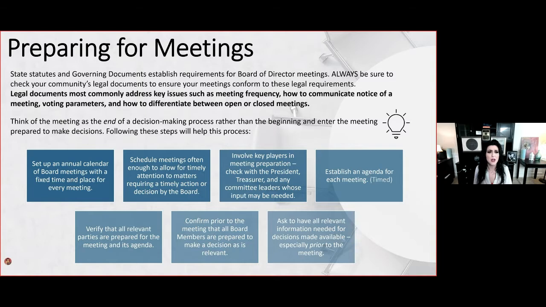Okay. So we talked about this, state statutes and legal documents, whether you're a condo association, a property owners association or a homeowners association, your governing documents are going to dictate different responsibilities and different items, okay? But think of the meeting as the end of the decision-making process rather than the beginning. Okay, I can't stress that enough.